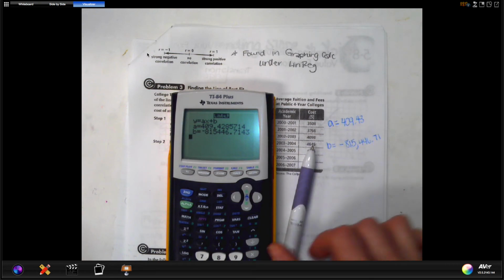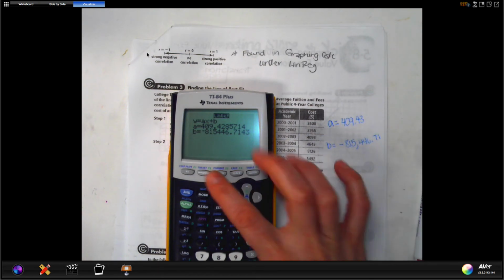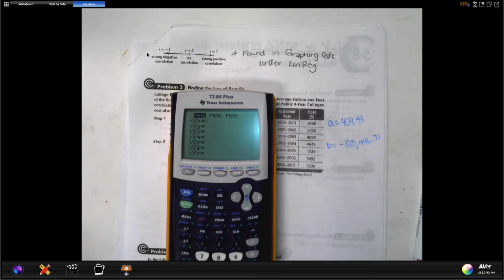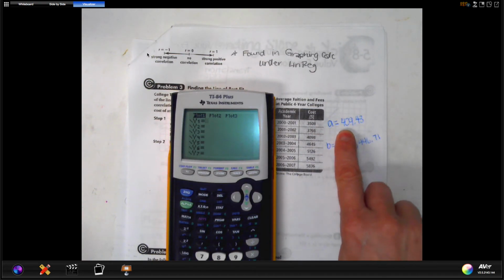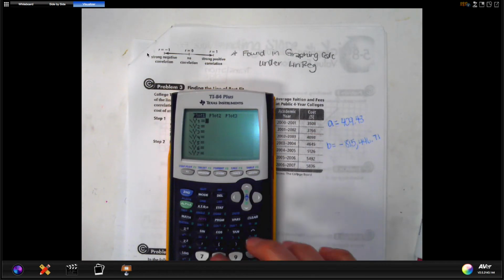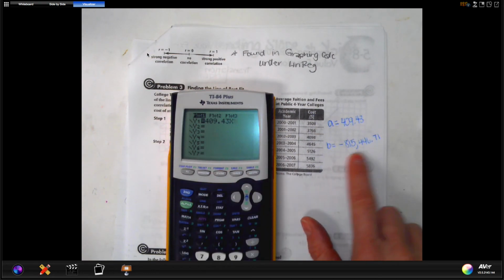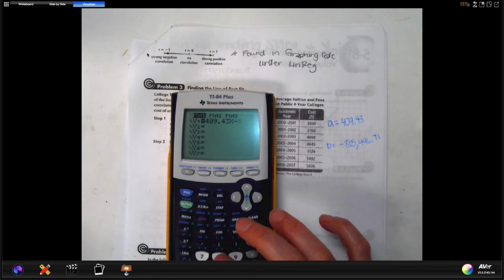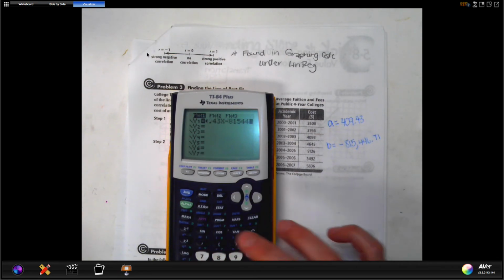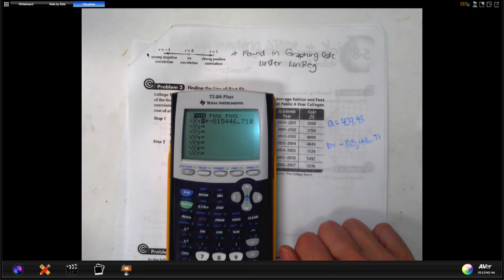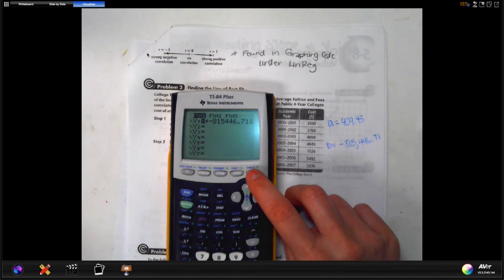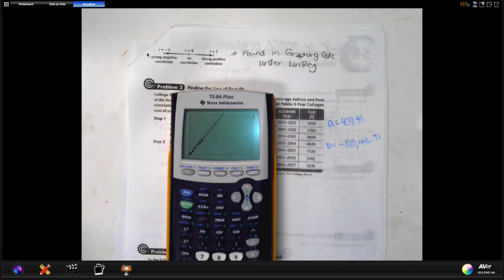Okay, so let's now go to y equals, and we're going to type this in. So it's going to be y equals our AX, remember it's AX plus B, so we're going to put in 409.43 x, and then our B value, so minus 815,446.71. And now we're going to press graph again. And it should make a perfect line of best fit.